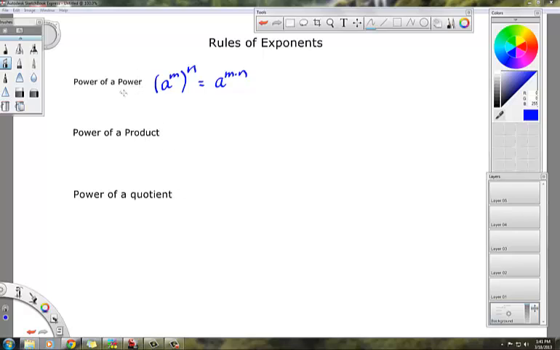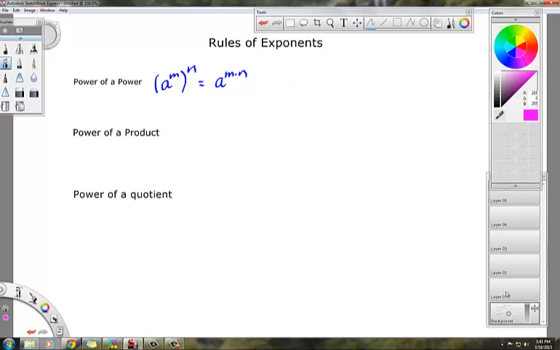The first one is called power of a power. This is where you're taking a number or letter that's already taken to an exponent, and then you're going to square it or cube it or whatever. When you do that, that equals a to the mn. Now, if you're like, well, this is all letters, let me show you what I really mean by this.